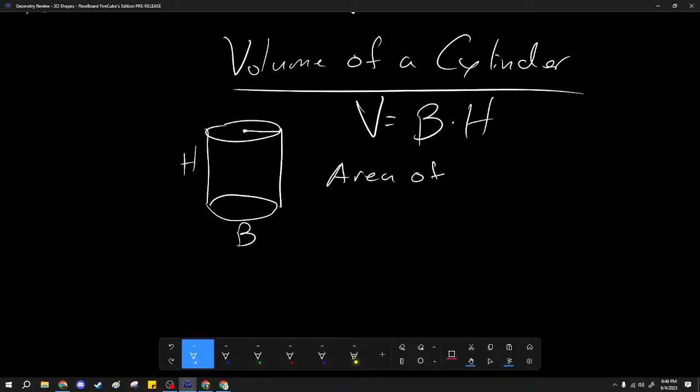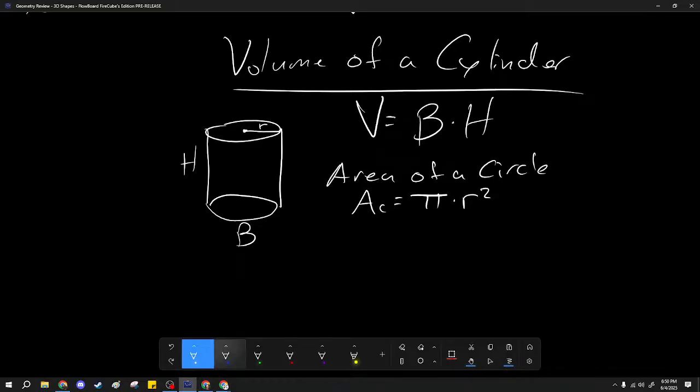Area of a circle, or how I'll write it normally, a lowercase c, area of a circle, is pi times the radius squared. Radius, we went over that before, but the radius being the distance from the center of the circle to the edge. So all we need to do is plug the radius into this function here to find our area. Once we have the area, we multiply it by the height. And we get our answer.